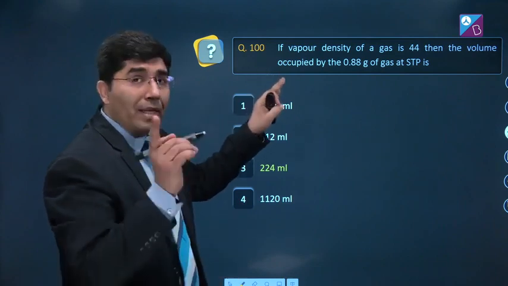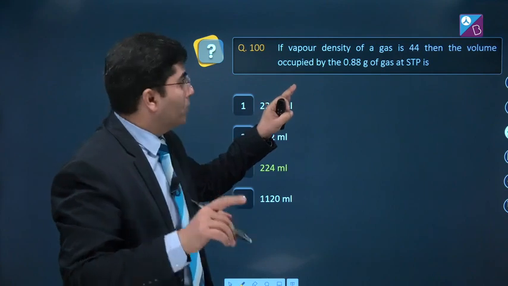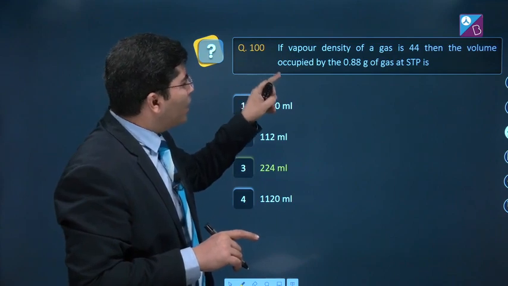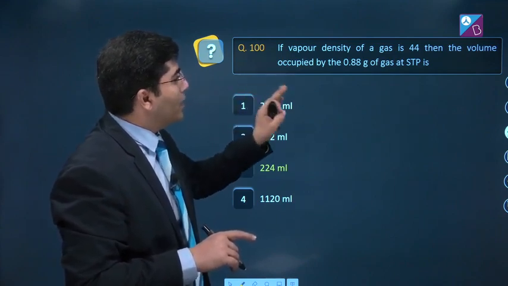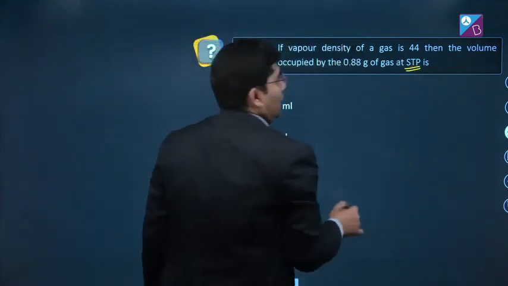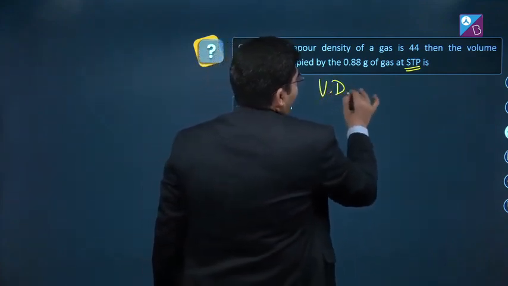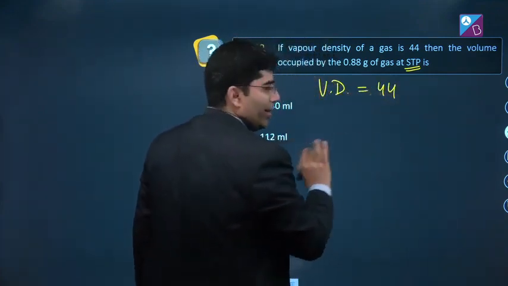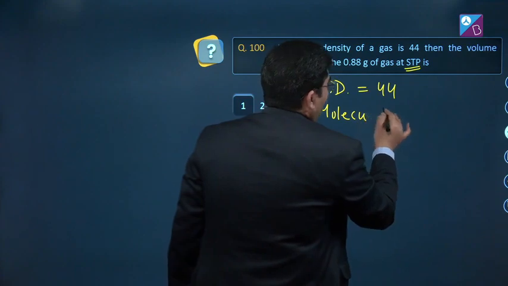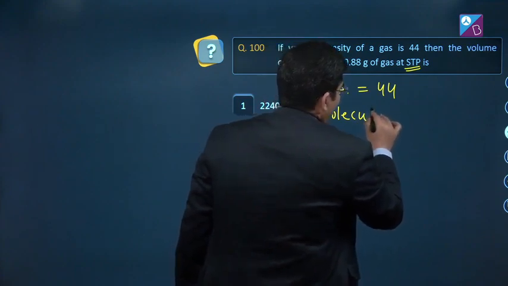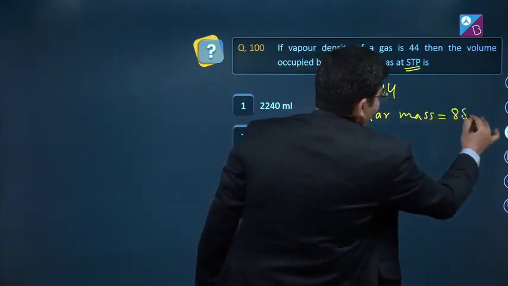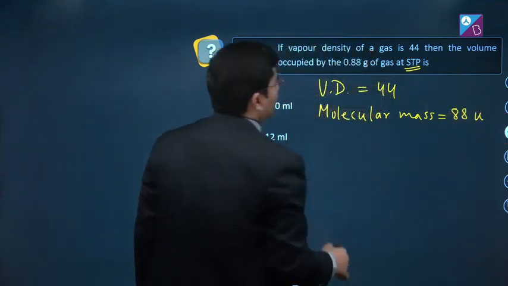The last question is, if the vapor density of a gas is 44, vapor density is half of the molecular mass, correct? If the vapor density of the gas is 44, then the volume occupied by the 0.88 gram of the gas at STP is. Let's find out. Now this word is the key word STP. So vapor density is given to us, that is 44, does not have any unit. Molecular mass, that is equal to 88 AMU or u, right?